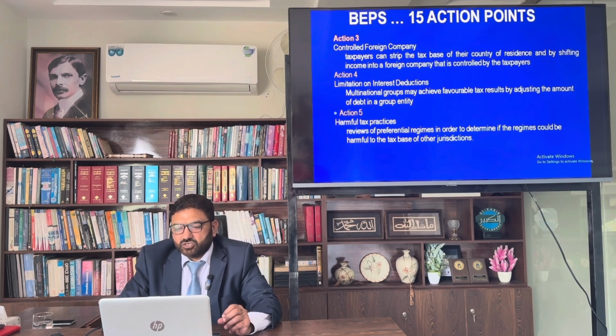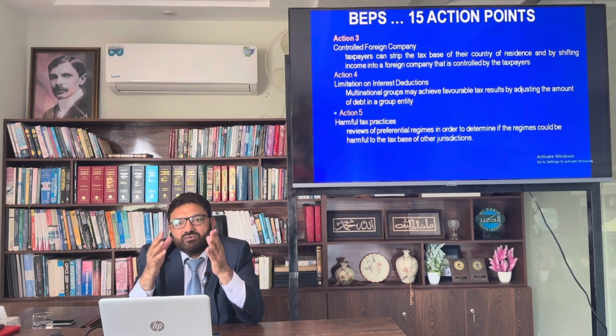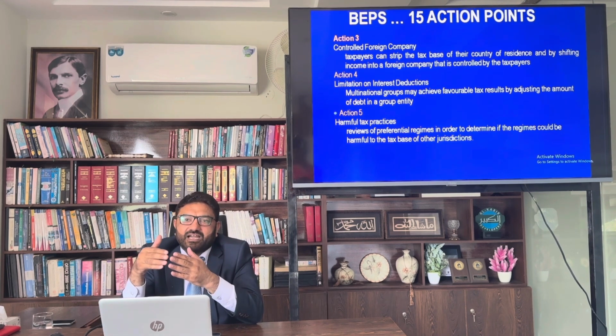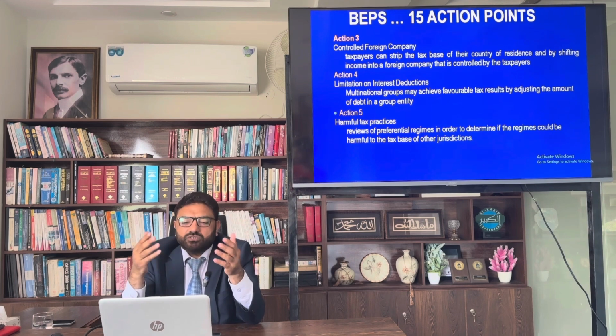Action 3, controlled foreign company. Taxpayers can strip the tax base of their resident company by shifting income into a foreign company that is controlled by the taxpayer. The controlled companies make subsidiaries which work all over the world, and the problem arises that they show the expenses of the mother company, and they take some inadmissible expenses relating to the mother companies, like advertising. We can say that one company is advertising in a lower developing country but is benefiting the developed country, yet they claim the expenses in that developing country to reduce taxation.